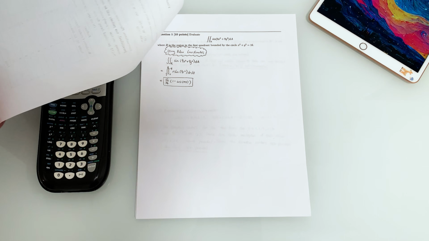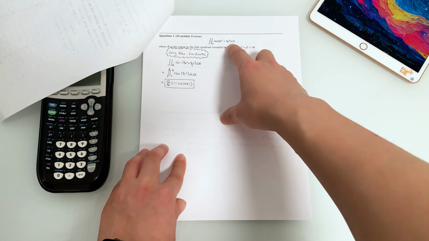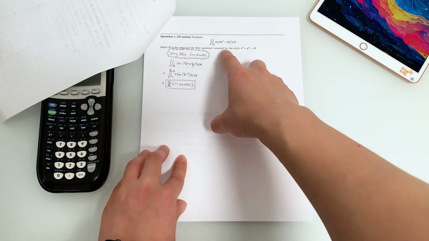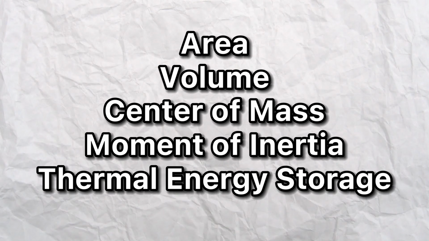The first page of the exam asks us to evaluate a double integral given a region bounded by a circle whose equation is x squared plus y squared equals 16. Integration is a fundamental concept in engineering that can be used to calculate various quantities such as area, volume, center of mass, moment of inertia, and thermal energy storage.